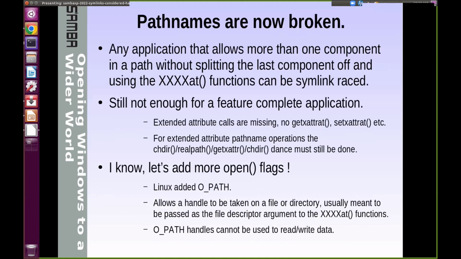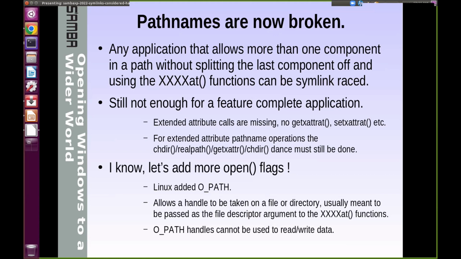So pathnames. Pathnames as a concept are now utterly broken in POSIX, in Unix. If you have any application that allows untrusted input, or you try and use more than one component at a time, you can be symlink raced. You have to split it off one component at a time and use the at functions. It's the only safe way. How many applications have you actually seen that do this correctly?